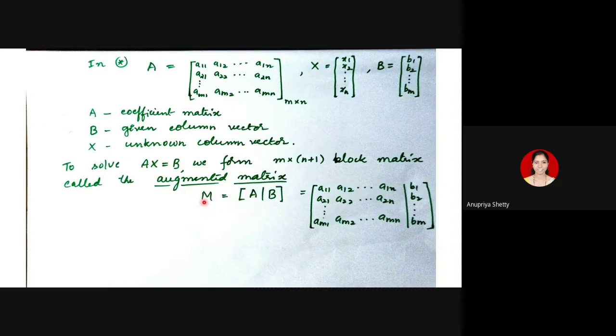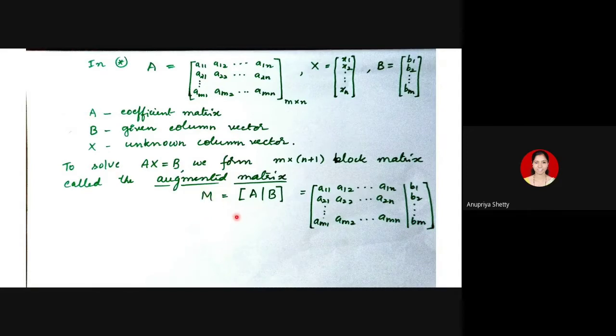So what we'll do is, with M, which is the block matrix [A B], we will try applying row operations on M. What are the three row operations? I can multiply any row with a scalar and add it to another row, or I'm free to interchange two rows, or I can multiply any row with a non-zero scalar if required. But I have to use these three operations suitably in order to reduce the given matrix M to a simple form.